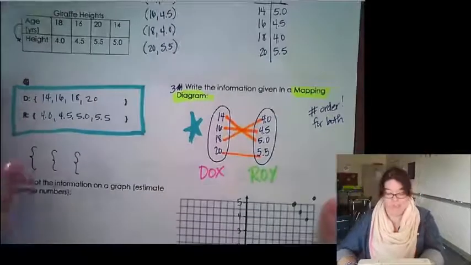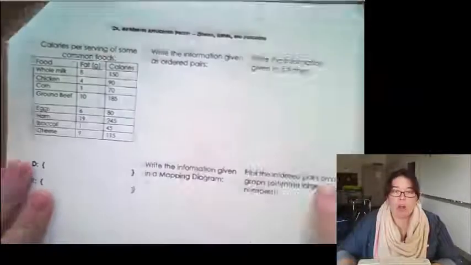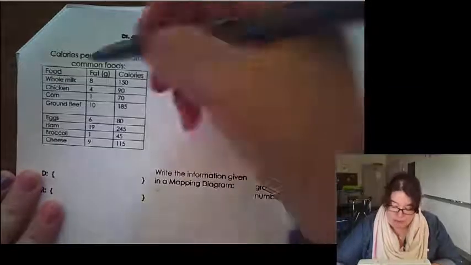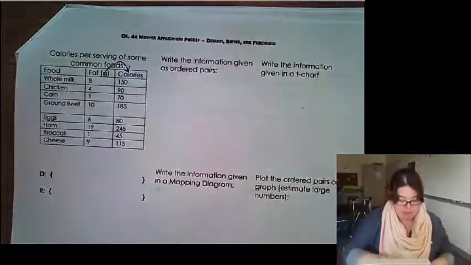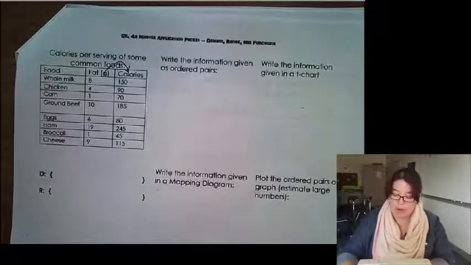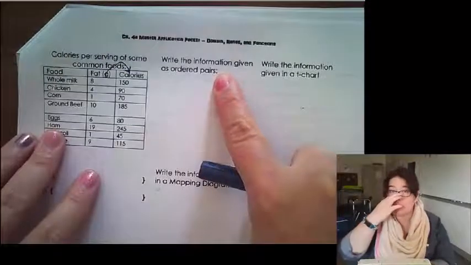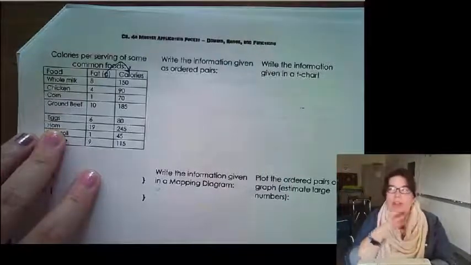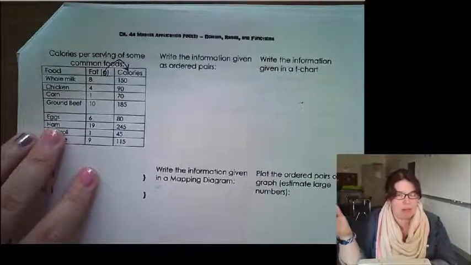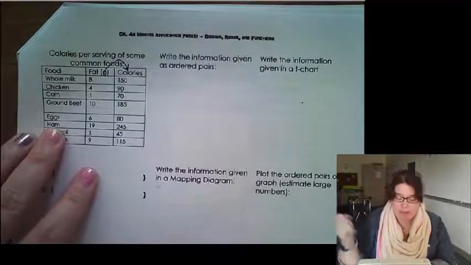Go ahead and turn the page. We're going to look at the relationship between the fat grams and the calories in some common foods that you guys might find in your kitchen. So the first thing we're going to do is write it as ordered pairs. And again, I'm going to try to put these in order by the X value, because I know that in the long run, that's going to be the most helpful to me if they're in number order. So I'm going to go ahead and give that a shot.